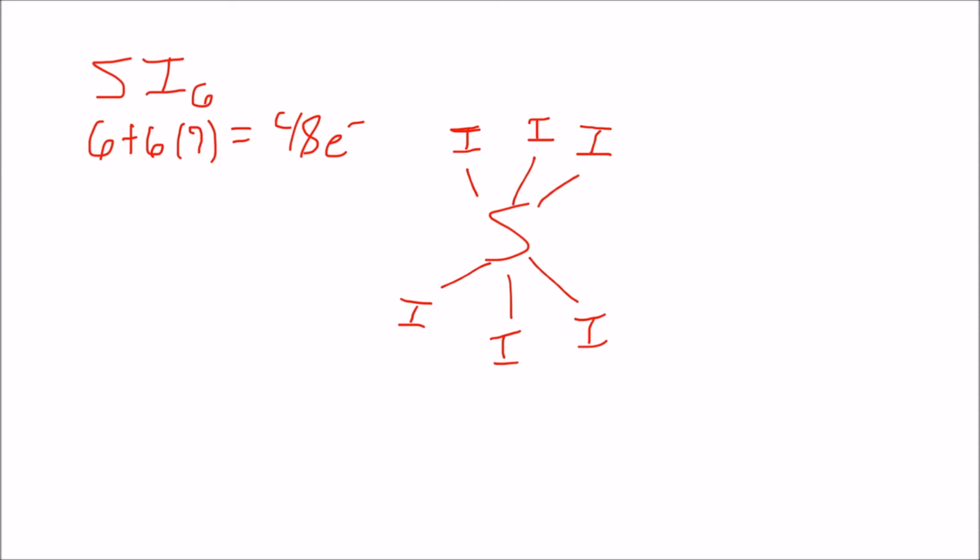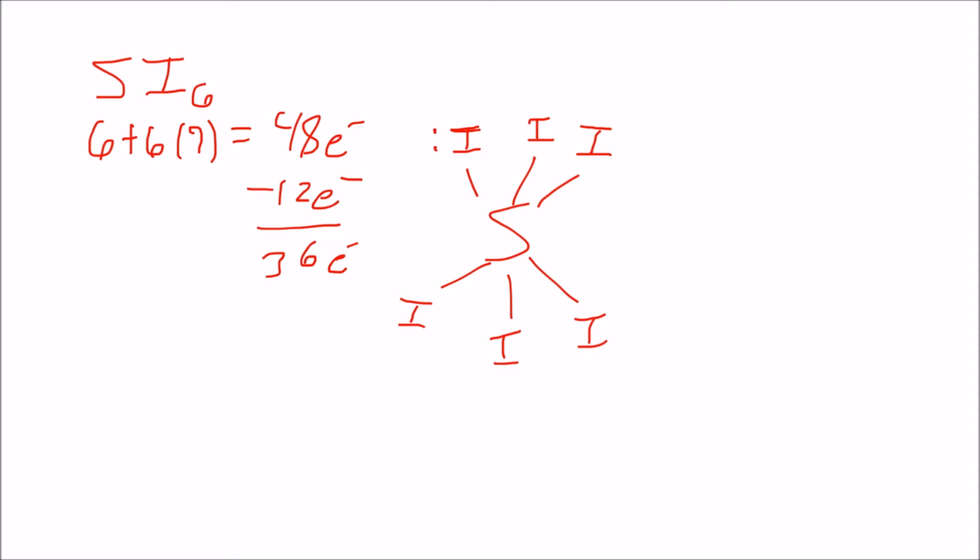Now we figure out how many electrons we just used up. Remember, every line equals 2. So we've got 2, 4, 6, 8, 10, 12. We just used up 12 electrons, so we have 36 electrons left, and they get placed on the most electronegative element first, which is iodine.